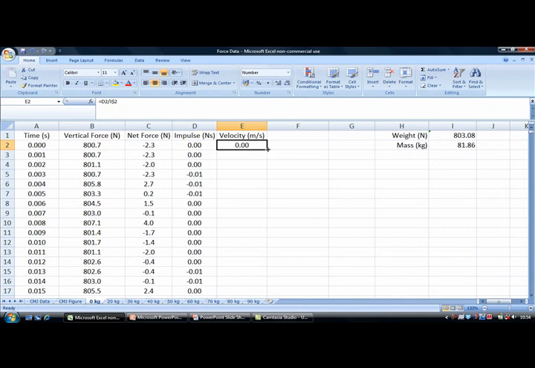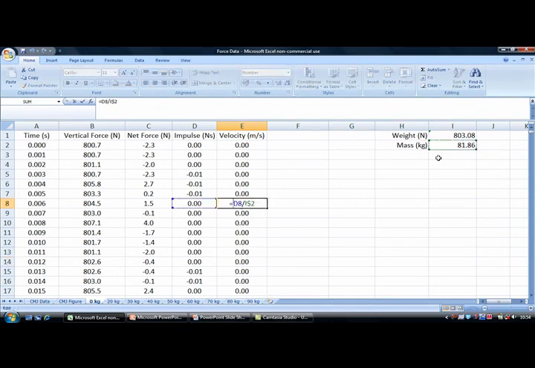So if we enter that one in, copy it down, just check that it's always divided by mass, which it has. It's always done, if we look at any cell, divided by I2, the mass. We've got our velocity. One other thing we can look at is displacement before we move on to power.